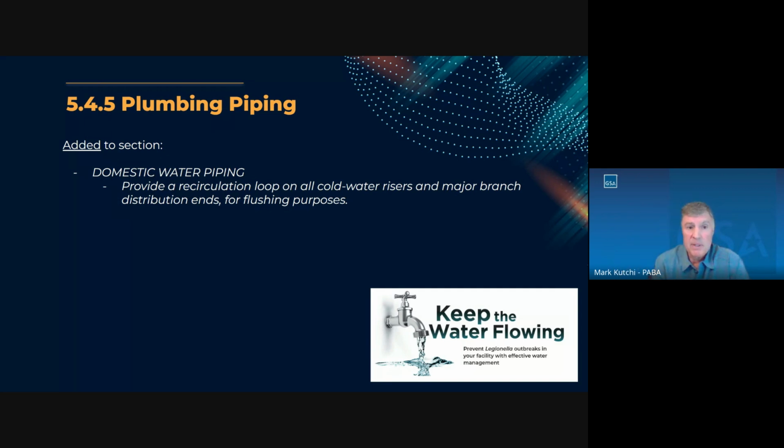Here, plumbing piping, this was added to the section, domestic water piping, again, for Legionella prevention, provide a recirculation loop on all cold water risers and major branch distribution ends for flushing purposes. So this is something you want to make sure you take a look at when you're reviewing the plumbing riser diagrams to make sure you have this recirculation loop.